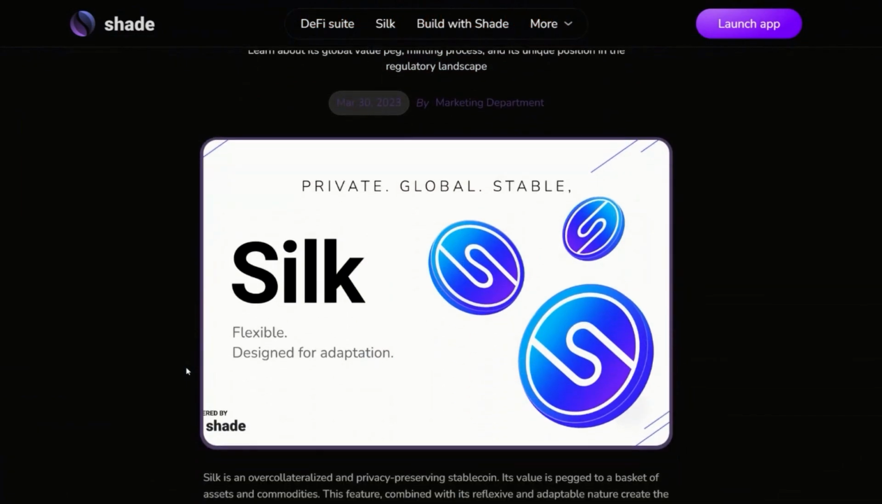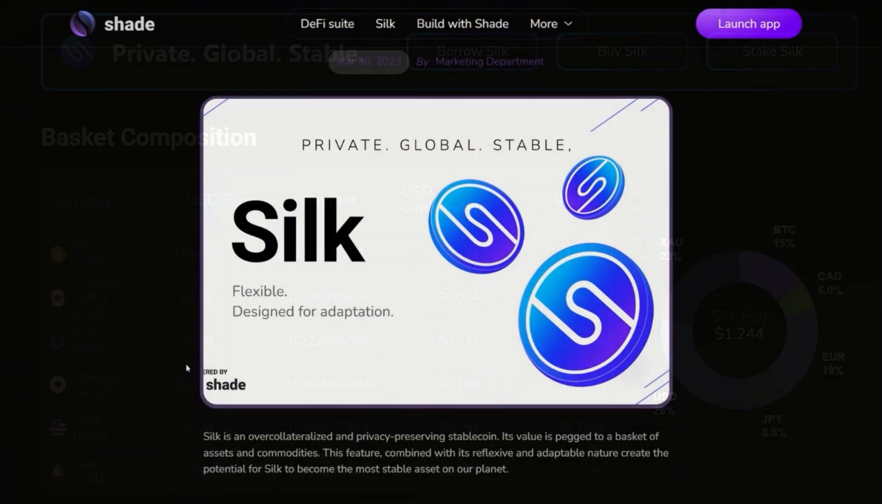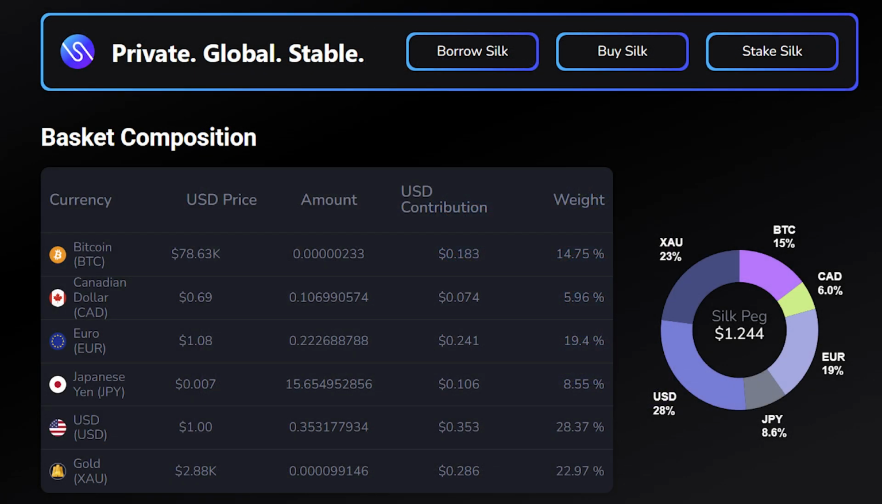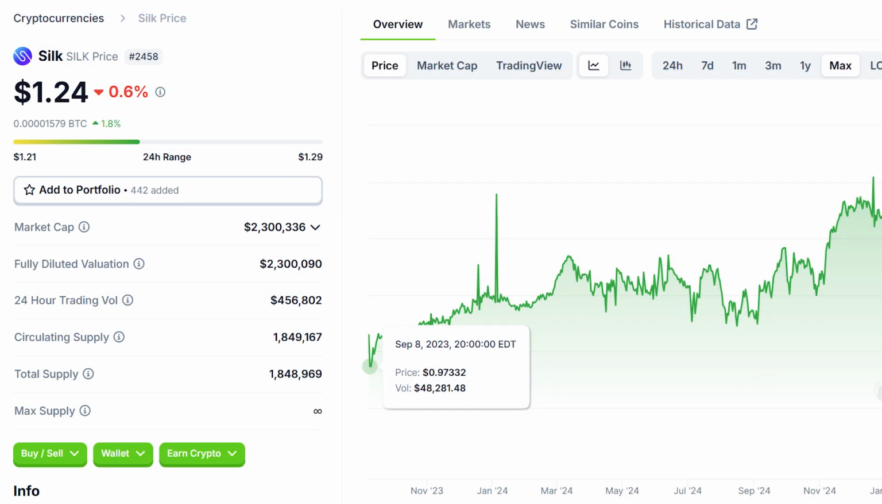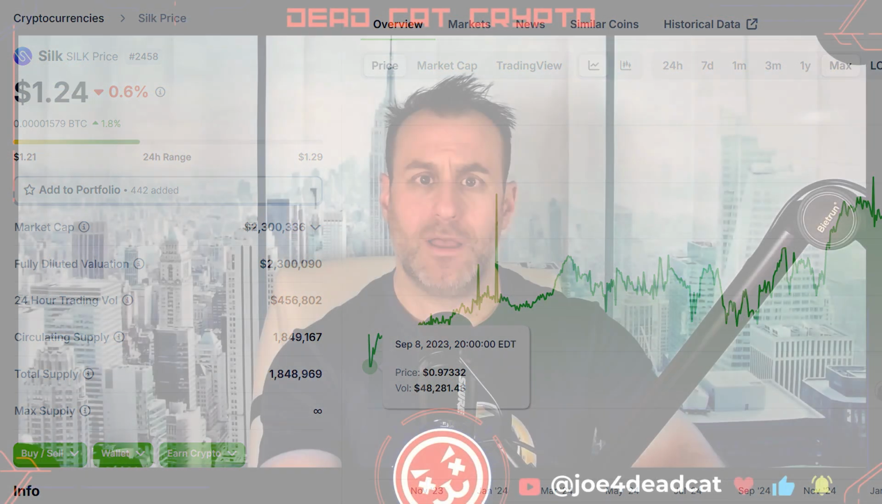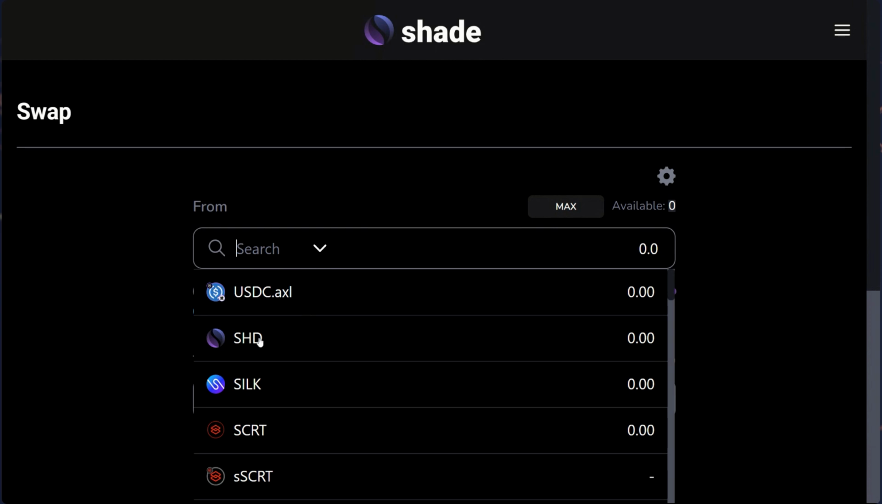And then finally, we've got Silk. This is Shade's stablecoin. It's pegged to a basket of currencies, and it's somewhat inflation resistant. You could see it outperformed stablecoins that were pegged to the US dollar and other fiats, which is great. But you'll see that token throughout this video as well. Just wanted to make sure we had the three main ones. That's Secret, SCRT, Shade, SHD, and Silk, the stablecoin.